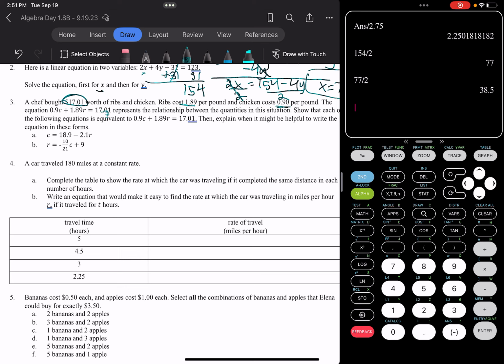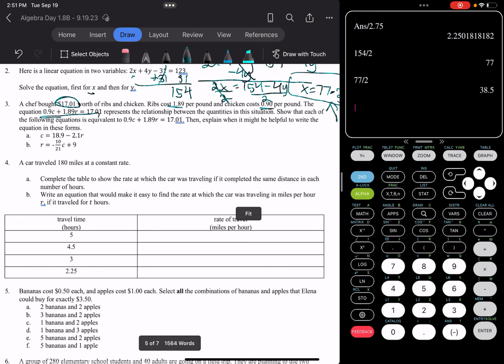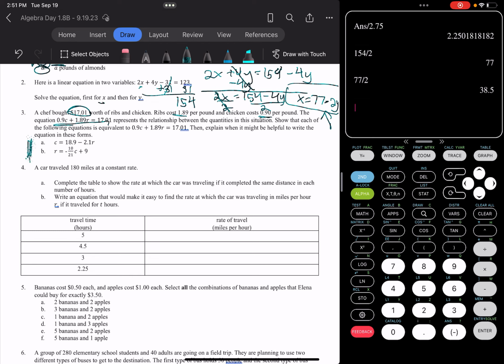All right, so it gives us this equation, and then it's saying that they came up with these two equations. And how did we get there, right? So explain why it would be helpful to write this and show that they are equal. So let's start with solving for c. If we have 0.9c plus 1.89r equals 17.01, and we're solving for c, we're going to first subtract 1.89r from both sides.